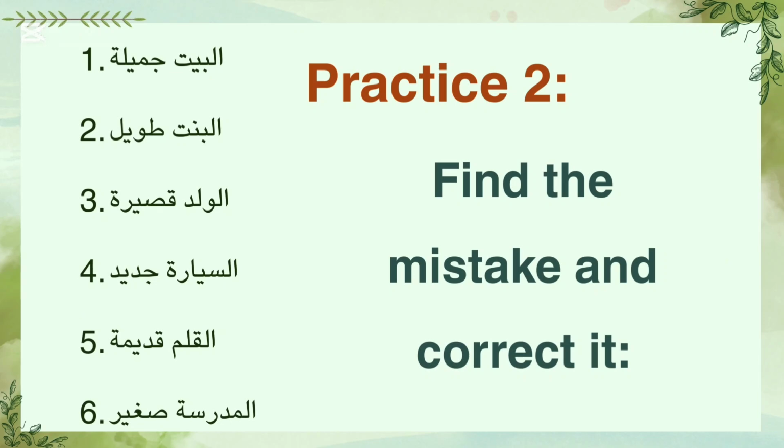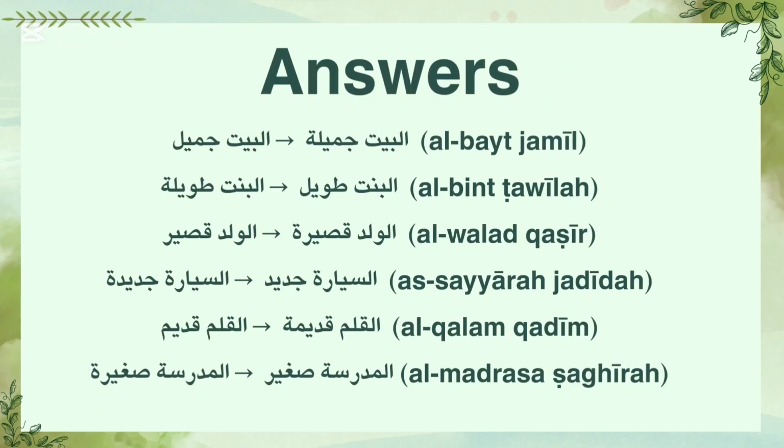Al bint tawil. No, because al bint ends with ta but tawil doesn't end with ta. Al walad kasira. No, it's wrong. It should be al walad kasir. Al sayyara jadid. No. Al sayyara jadida, because sayyara ends with ta, so jadid should also end with ta and it will be jadida. Al kalam kadima, no. It should be al kalam kadim. Al madrasa sagir, no. Al madrasa sagira. Here we have our answers, so you can check.